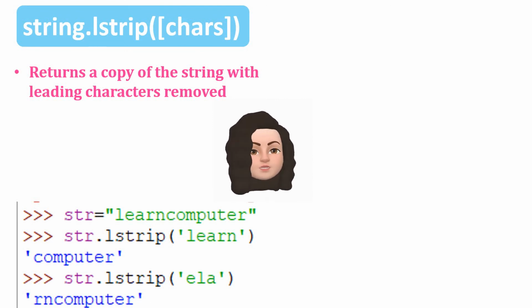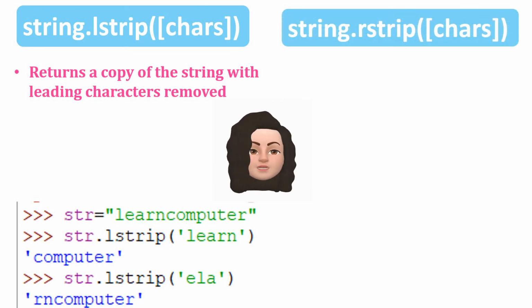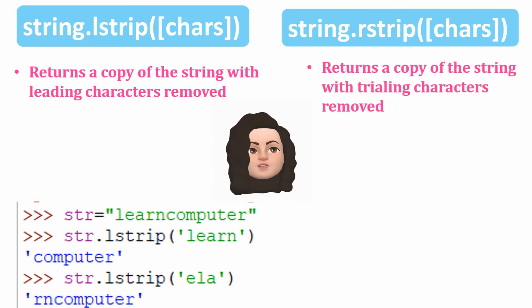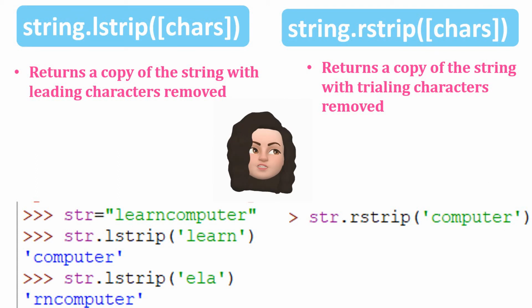Similarly, string.rstrip() of characters means this will return a copy of the string with trailing characters removed. Right side, here left, right. So here str.rstrip() of computer means, see on the right side, this computer will be removed, the other thing will be there. So whatever you are specifying within parentheses, those characters will be removed. Here trailing characters will be removed. In lstrip, leading characters will be removed.